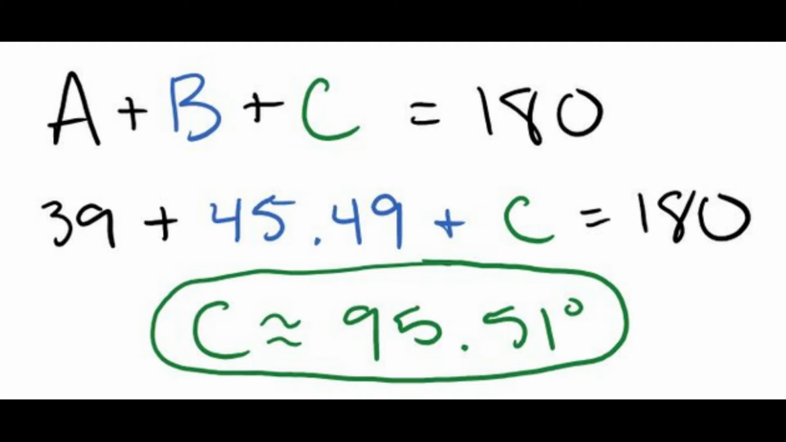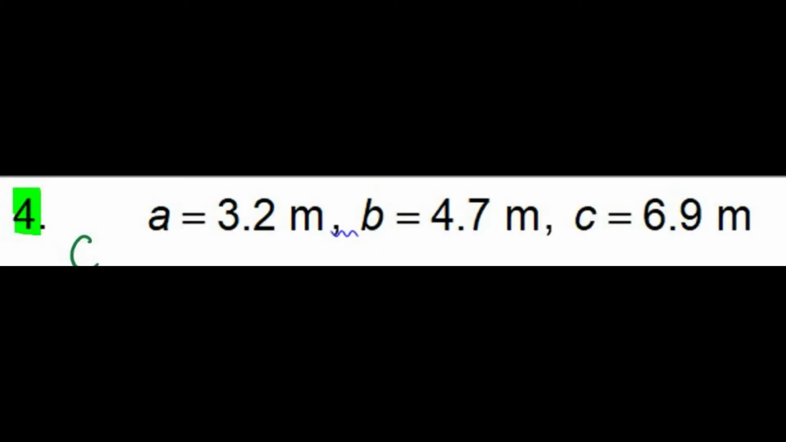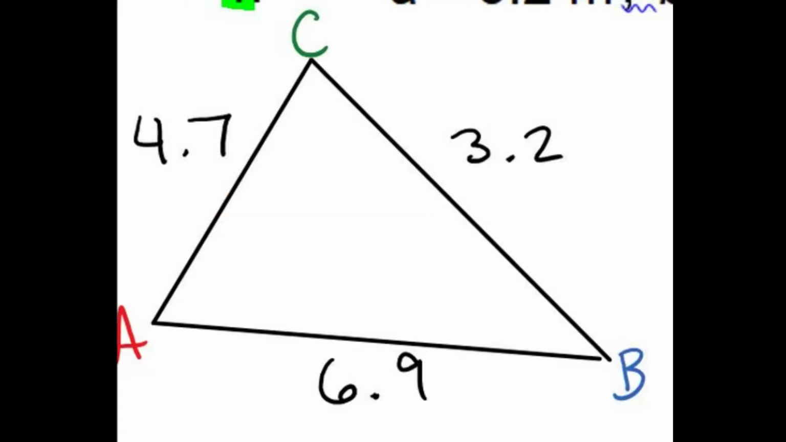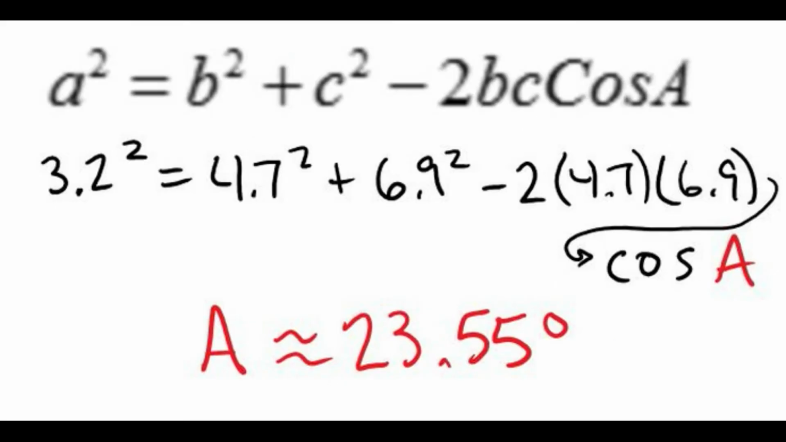Let's look at number 4. Number 4, we have just 3 sides. So this is like one of the ones from the last worksheet. You have to solve for that missing angle, and you have to use law of cosines in order to do so. So I plug A, B, and C into the formula, and I ran out of room. That's why there's this arrow here. But then we have cosine of A tacked onto the end.